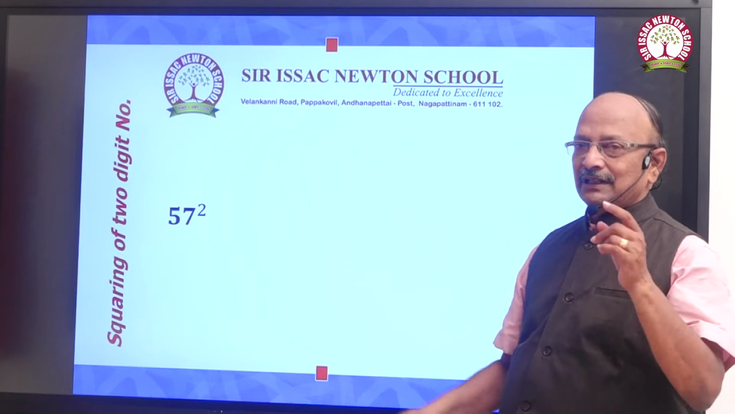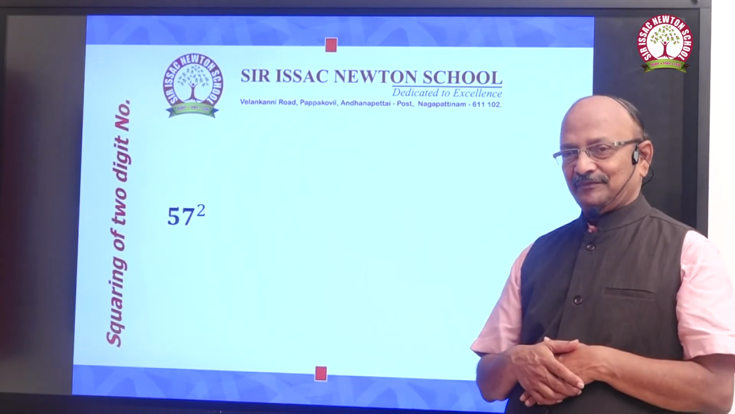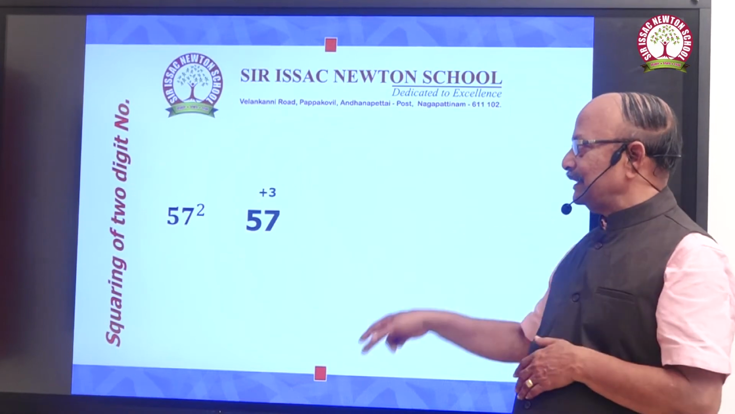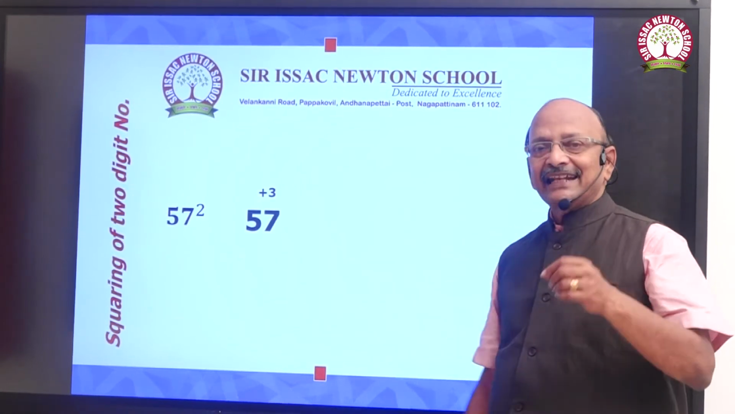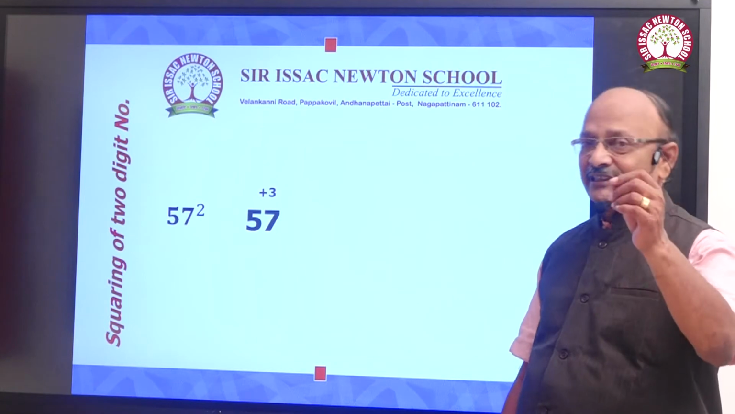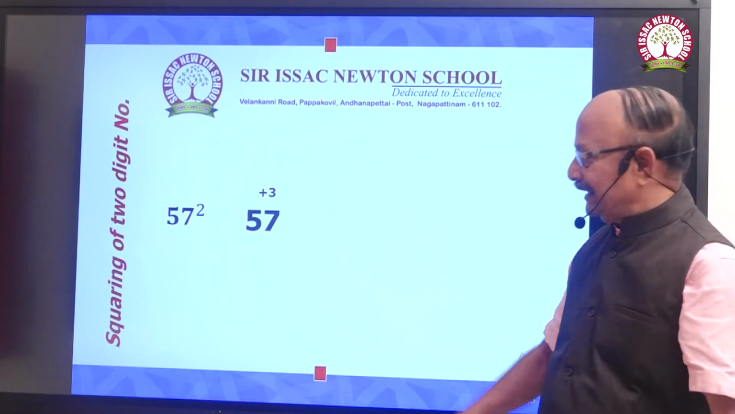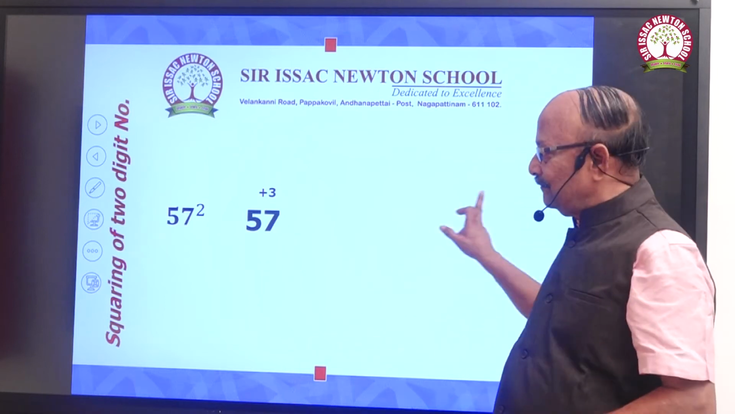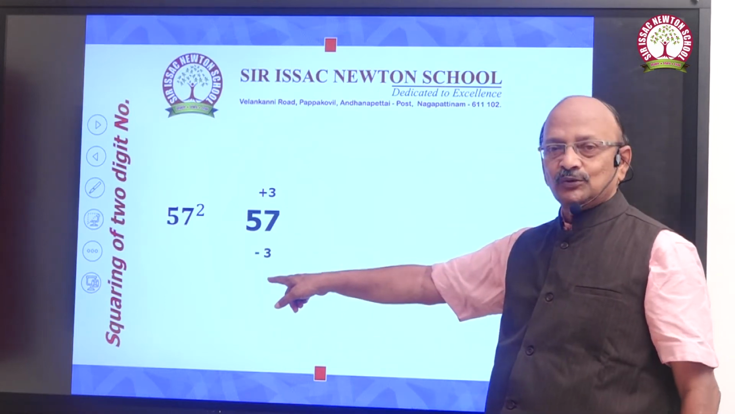Let us see one number, 57 whole square. So here you take the number 57. I am considering the base as 6 times the base, that is 6 into 10. So 57 plus 3 gives you 60, and 57 minus 3 also you have to take.